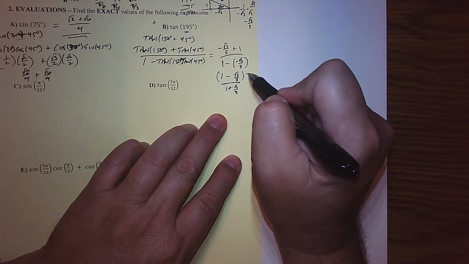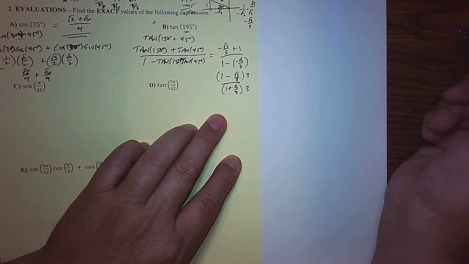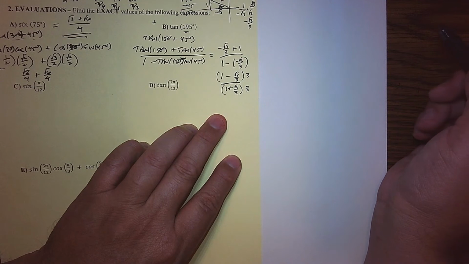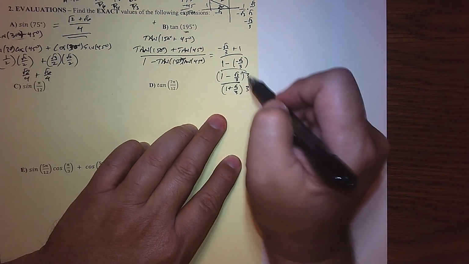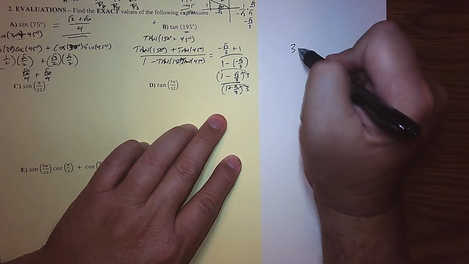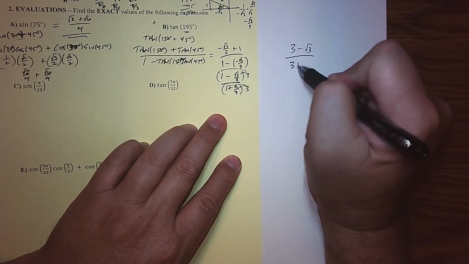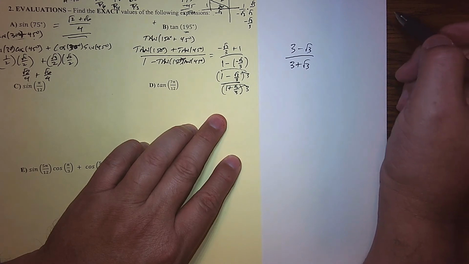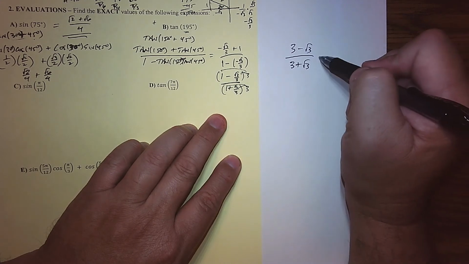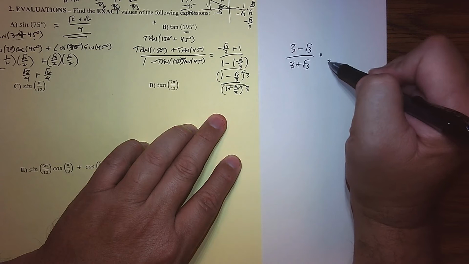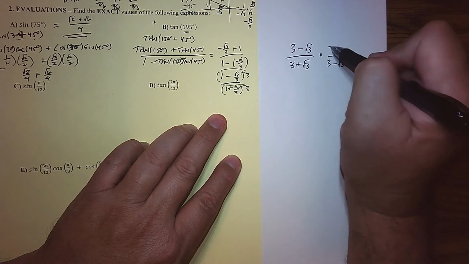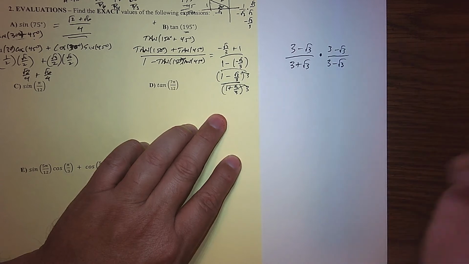I'll do that by multiplying both top and bottom by 3, right? Because the LCD is 3. So when I do my distribution, I end up with 3 minus the square root of 3 upstairs and 3 plus the square root of 3 downstairs. And now the trick is to rationalize that denominator. So we do that by multiplying by a conjugate.